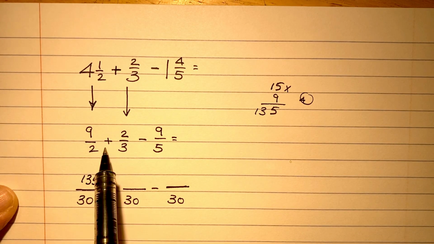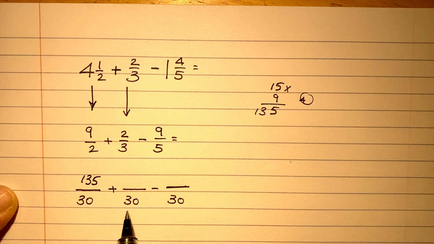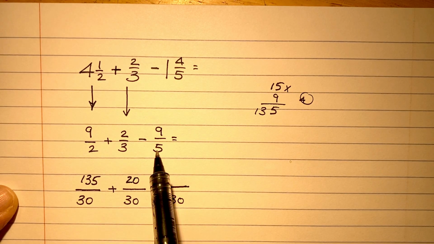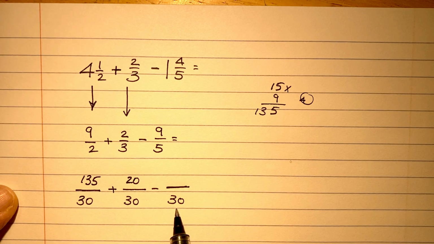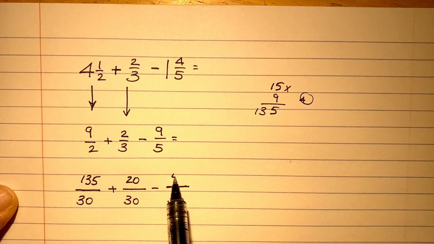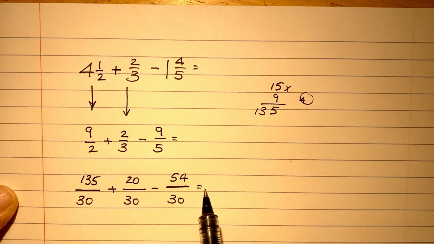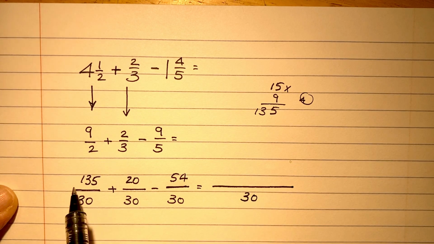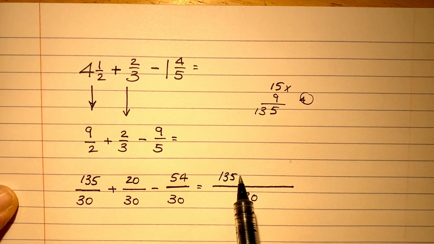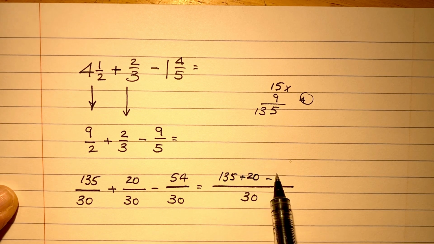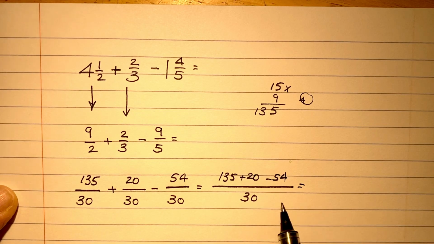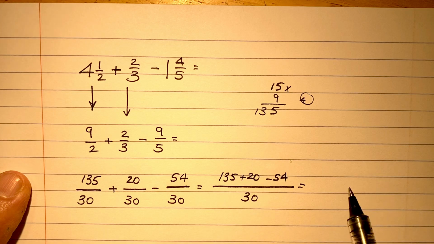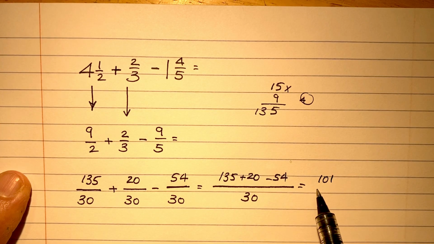135. Plus 3 has become 30, times by 10. So times the top by 10. 5 has become 30. That's times 6. 6 times 9 is 54. So all will have a denominator of 30. We need to add up 135, add 20, take away 54. Which is 155 minus 54 is 101, I think.